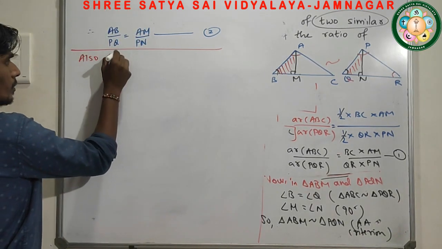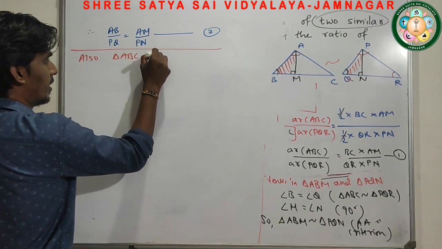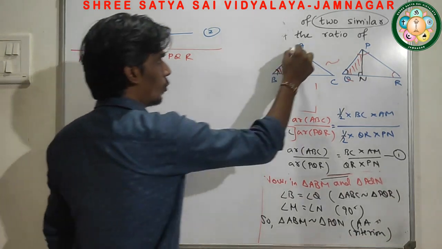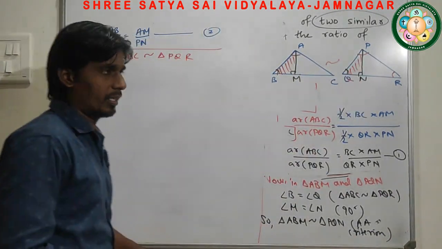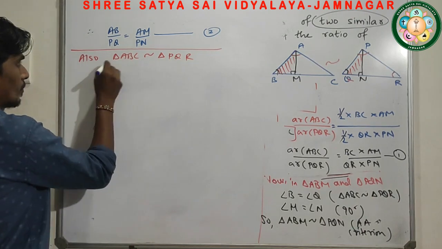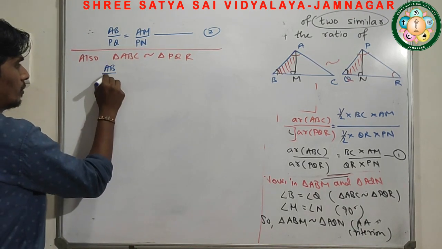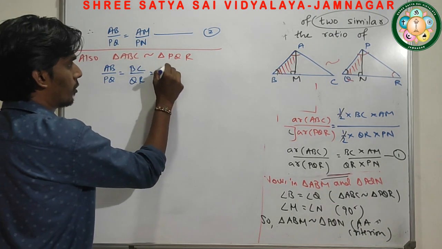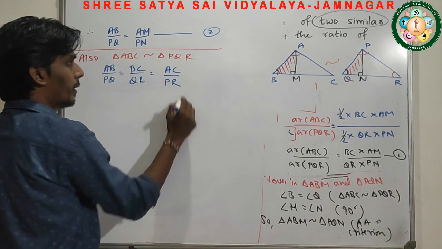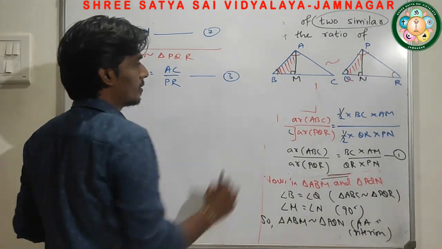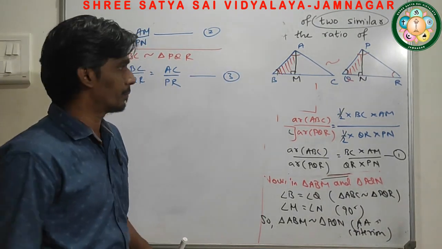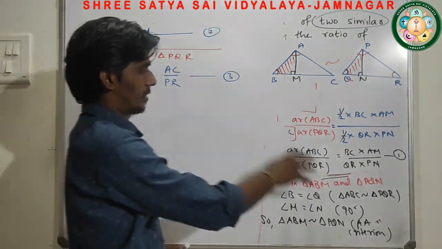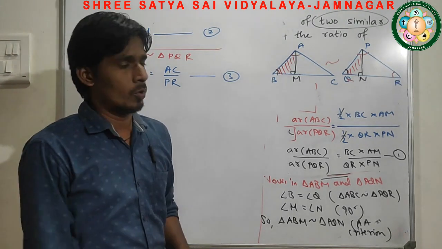Also, triangle ABC is similar to triangle PQR. If this whole triangle and this triangle both are similar, we can write that AB upon PQ is equal to BC upon QR equals AC upon PR. Say this is equation 3. This is 2 and this is 1. Now we have to combine all this, first, second and third, one by one.